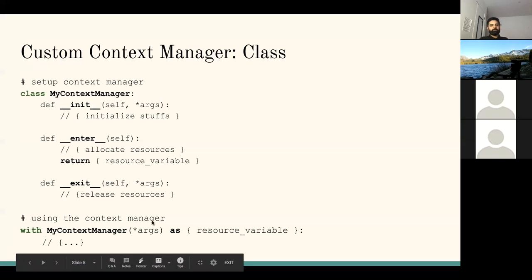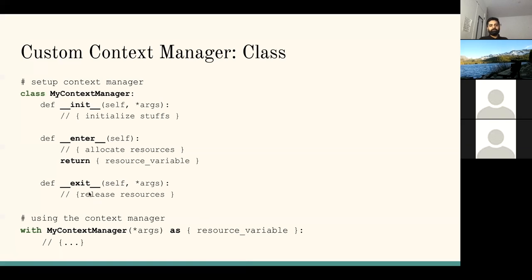But just to tell you, when you say with context manager and then pass the argument, this will do the initialization, and then you write as, and then some kind of variable name here, and that variable name will actually be the return value coming out of enter. And finally you work with all these things, and once you're out of this with block, the exit will be called automatically, and then in the exit you normally do the resource release and stuff like that.